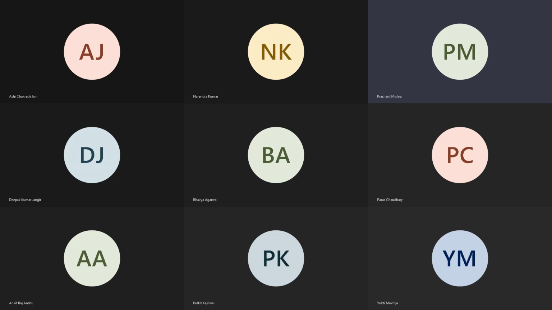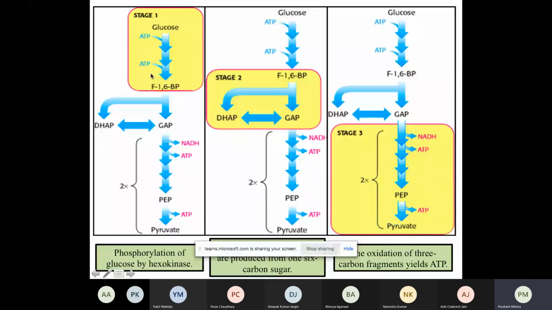Stage, which we call a preparatory stage, or the stage where the molecules are being prepared for the production of energy in the next stage. There are two ATP which have been utilized. So actually, if I look at this stage, there is no production of energy. It is just ATP being consumed.